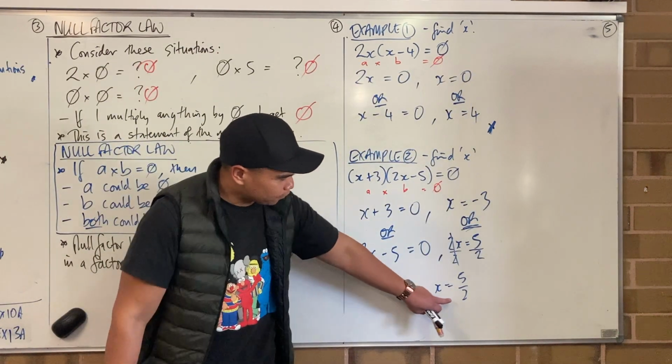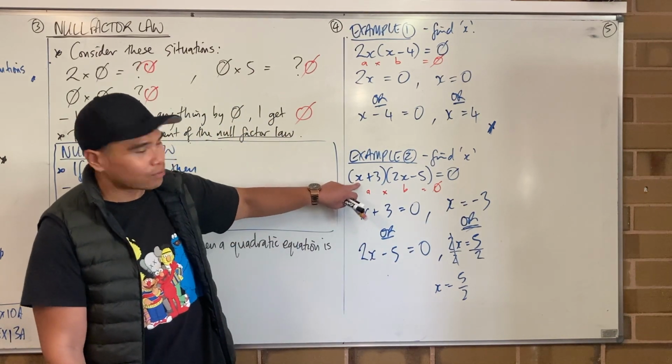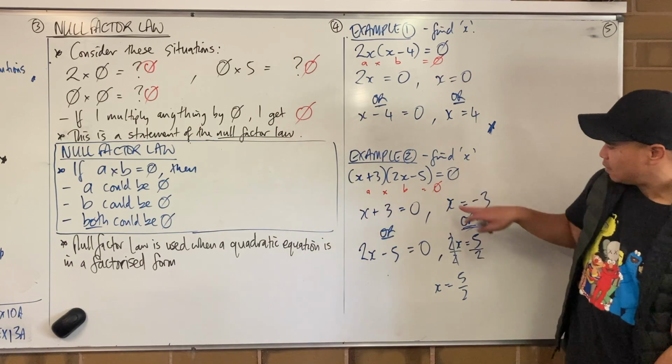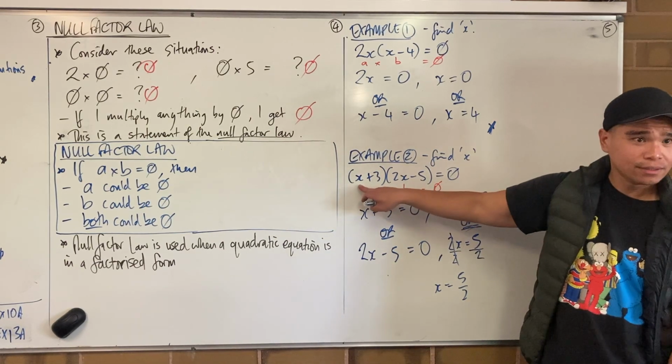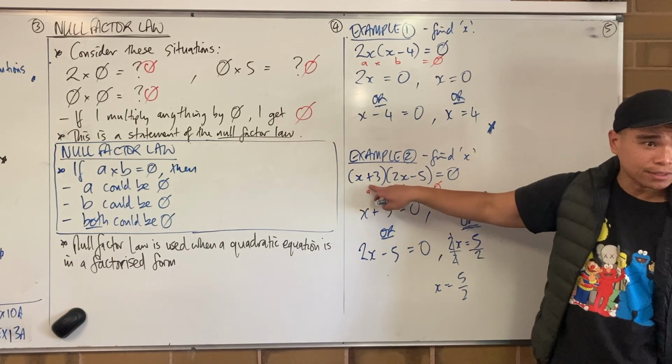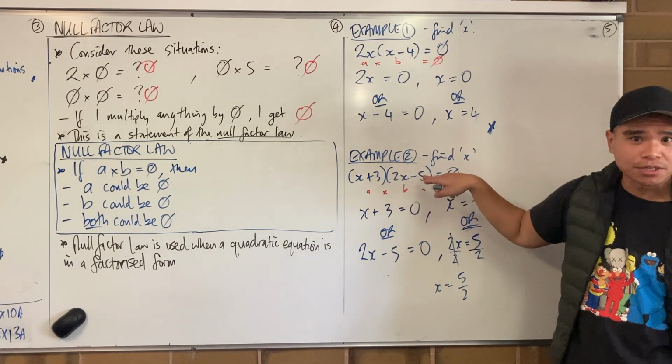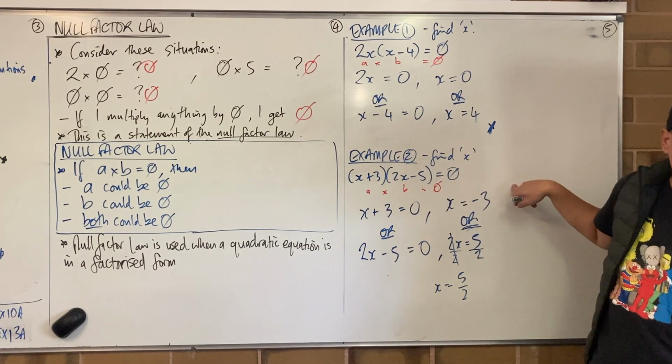Hopefully you trust me that if I put x is negative 3 into here, what's negative 3 plus 3? 0. And if I times 0 by anything, what's the answer going to be? 0. Does that confirm the first one?